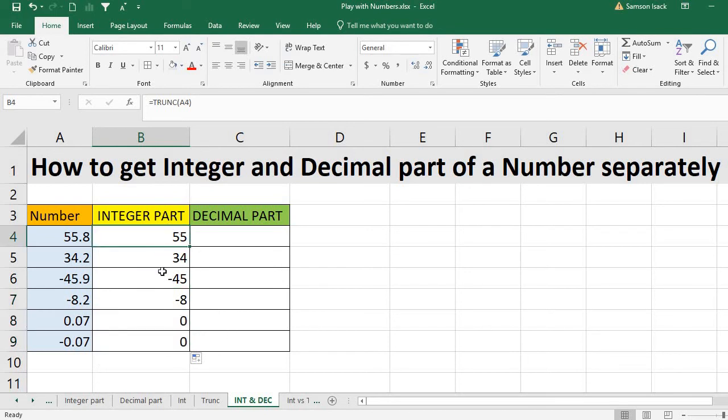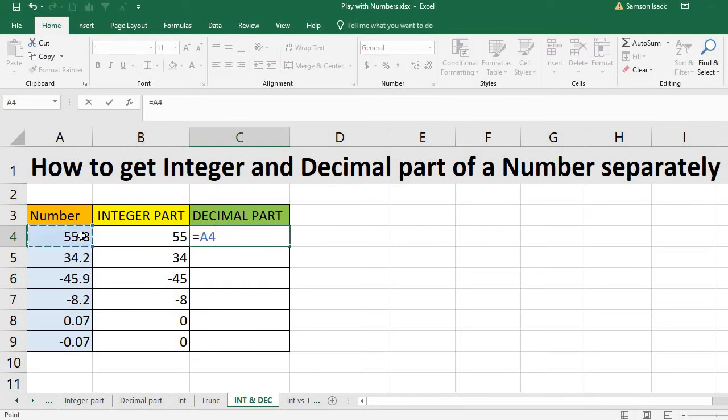It is very interesting that through trunc we get only the integer part by directly applying the function trunc. But for the decimal part, we don't have a direct function. Instead, we can use a small, simple formula to get the decimal part. Because we know the integer part, if we subtract the integer part from the actual number, we will get the decimal part, right? So how to do that?